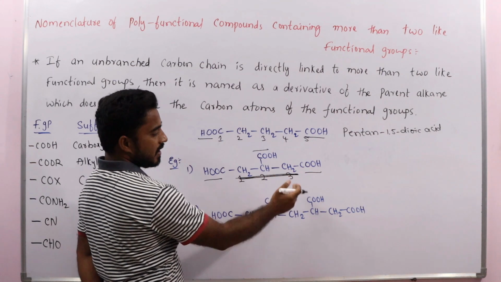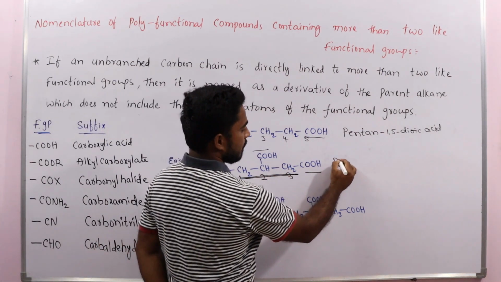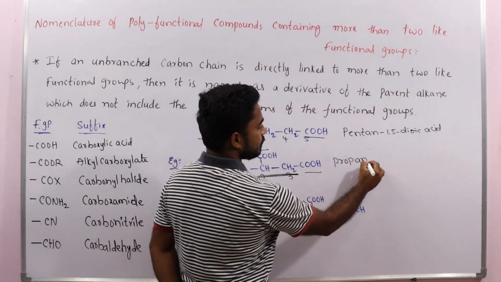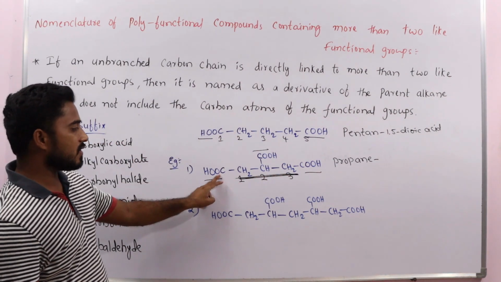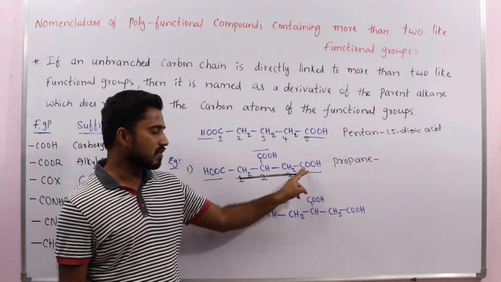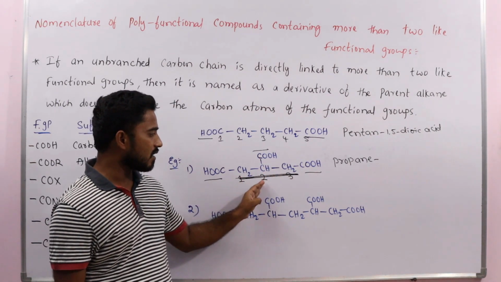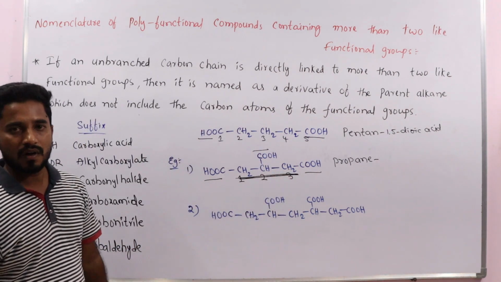In the parent chain, 3 carbons are there. So what is the root word here? Propane. Saturated hydrocarbon chain, that's why propane. Here at first position one COOH, at second position one COOH, at third position one more COOH is there.